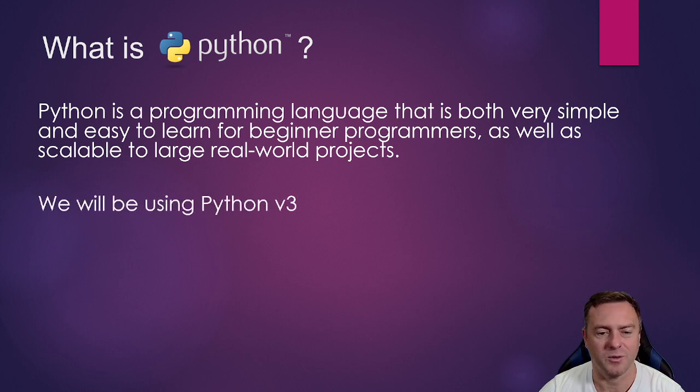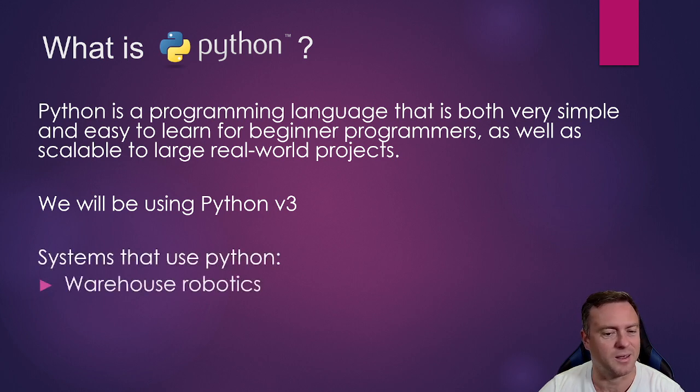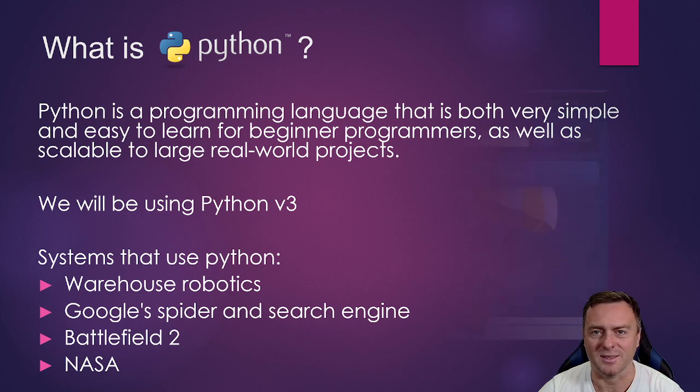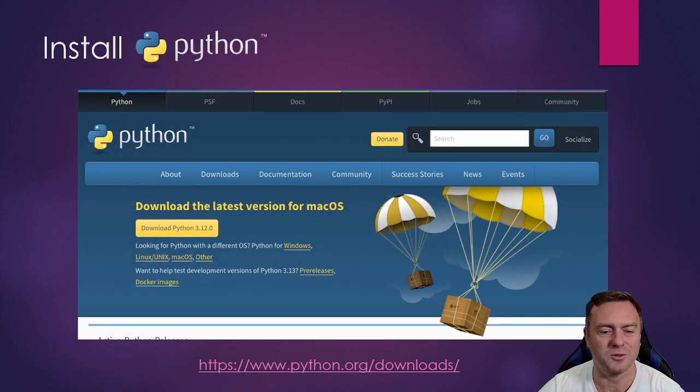We'll be using Python version 3. I think that the current edition is 3.12. And basically, there's a whole heap of different systems out there that use Python. So a lot of the warehouse robotics uses Python. Google's spider and search engine uses Python behind it. A bit older, but Battlefield 2, which was a game, does it. And then also NASA.